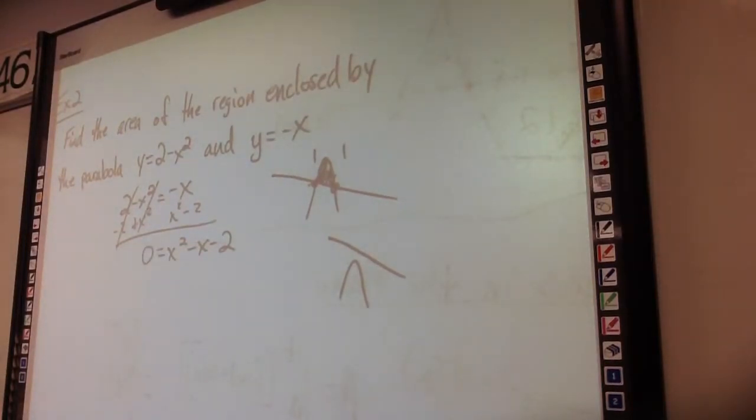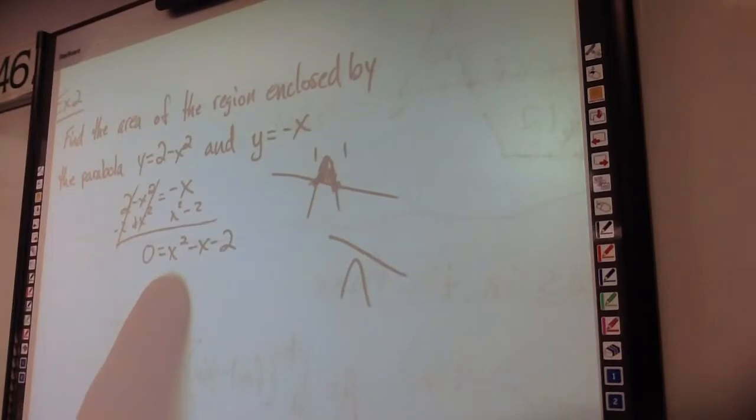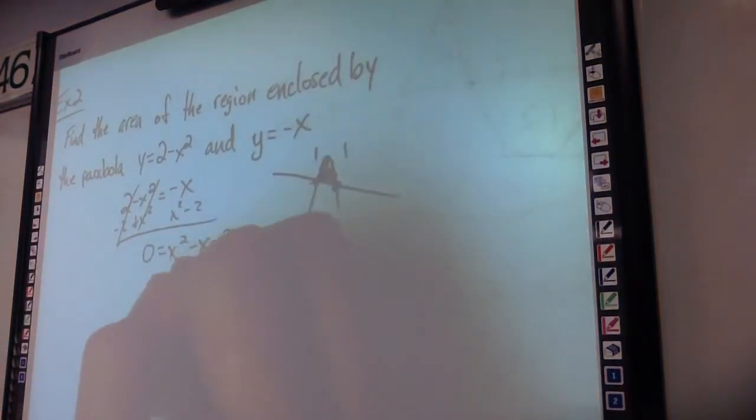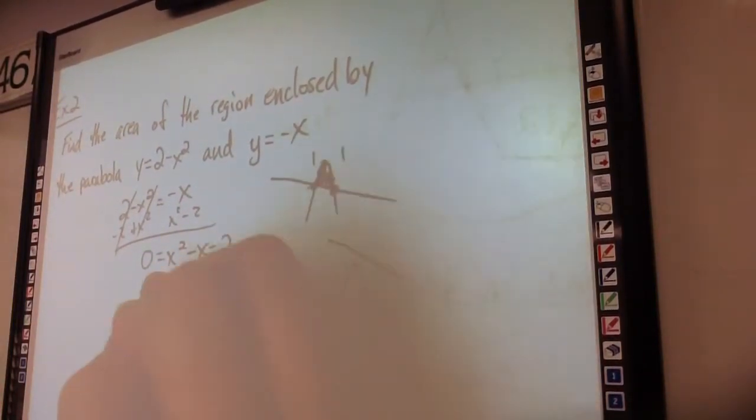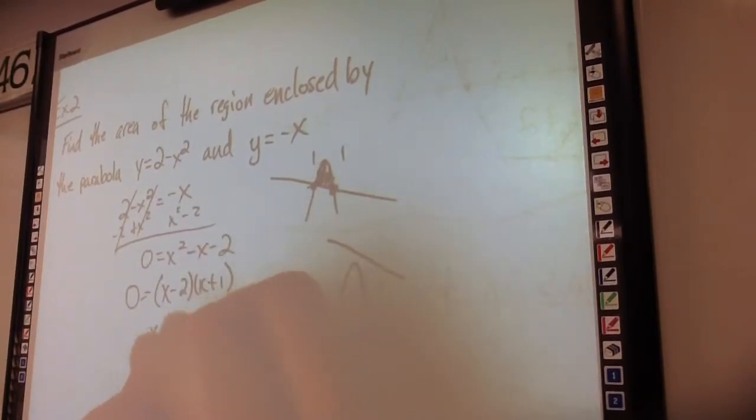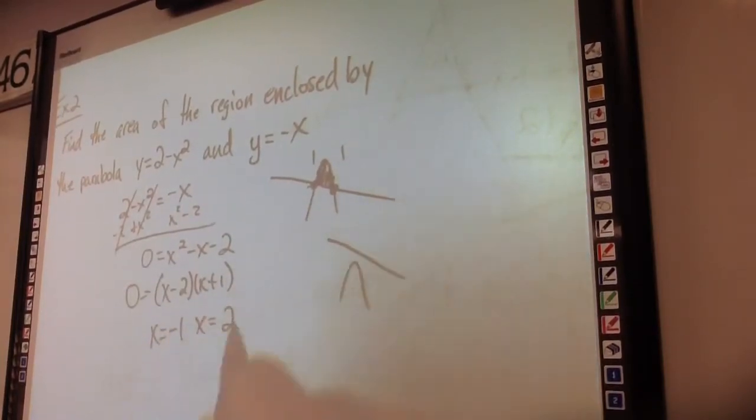That's at 2 and negative 1. To do that, you have to add x squared. You need to factor that. Factor it: x squared minus x minus 2, which is x minus 2 times x plus 1. Hey, it's factorable, it's solvable. x equals negative 1 and x equals positive 2.